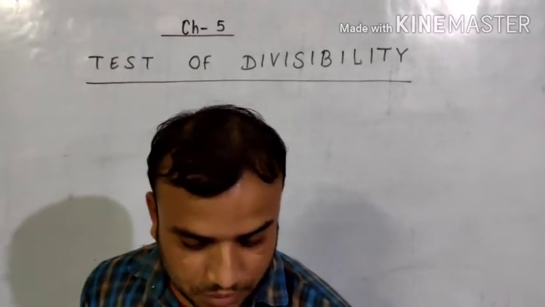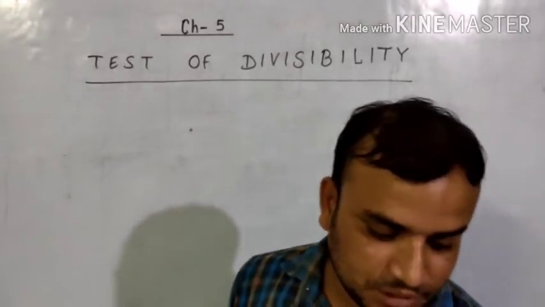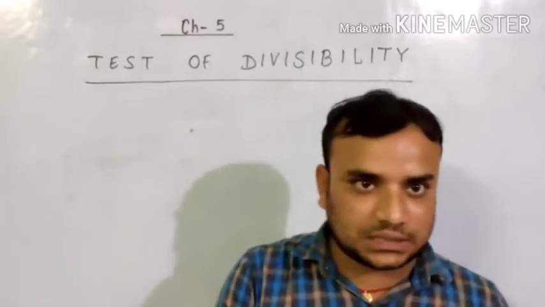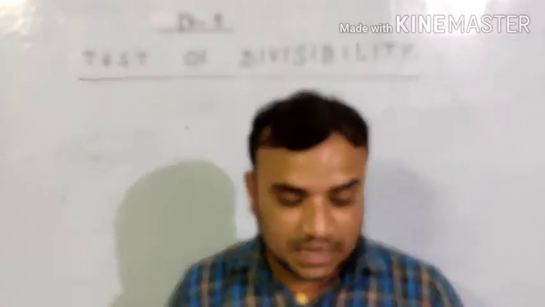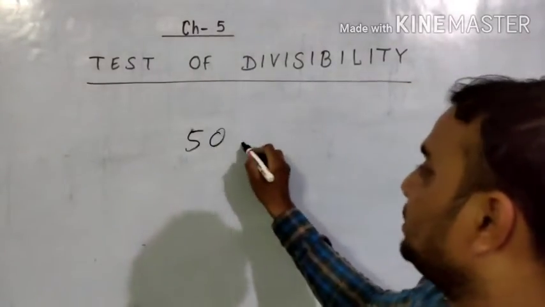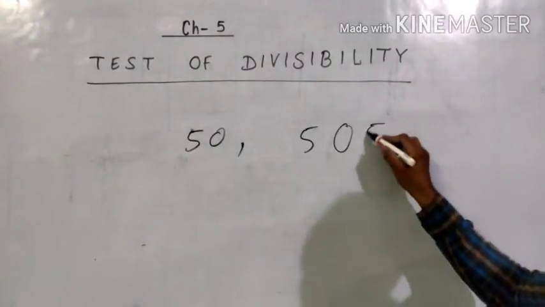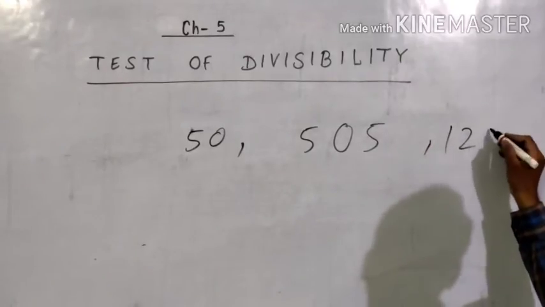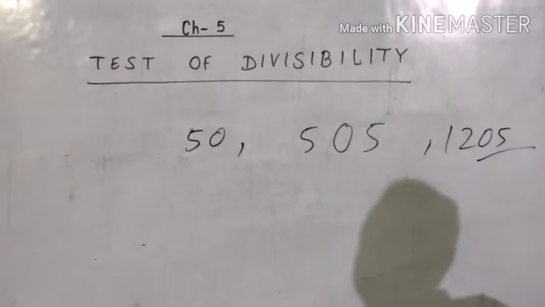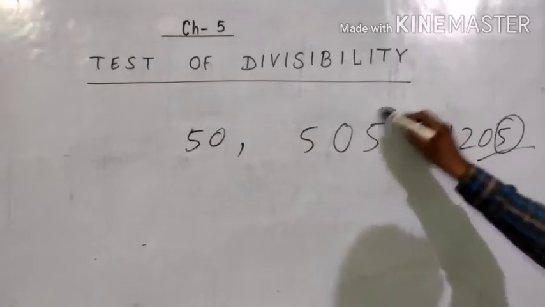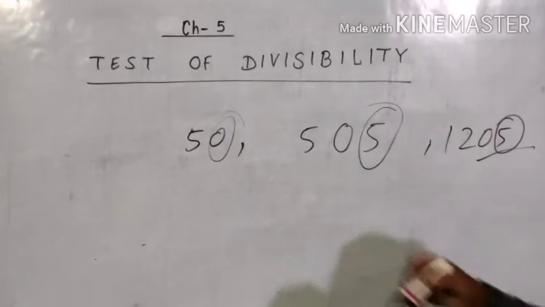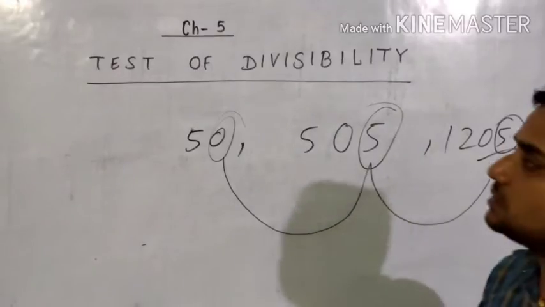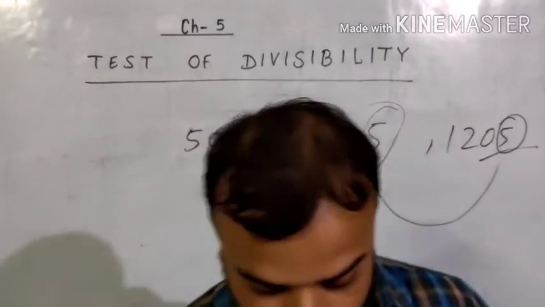divisibility of 5. Dear students, if the unit place is 0 or 5, then that number is divisible by 5, such as 50, 500, 5, 1000, 2005. This type of number is divisible by 5 because the unit place is 5 or 0. If the unit place lies on 0 or 5, the number is divisible by 5.